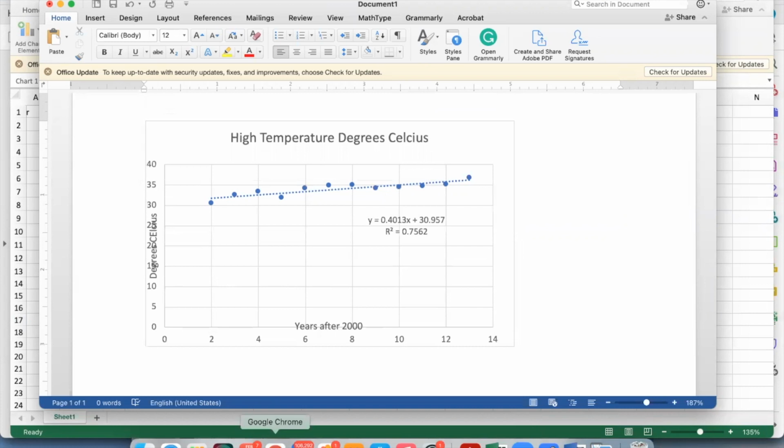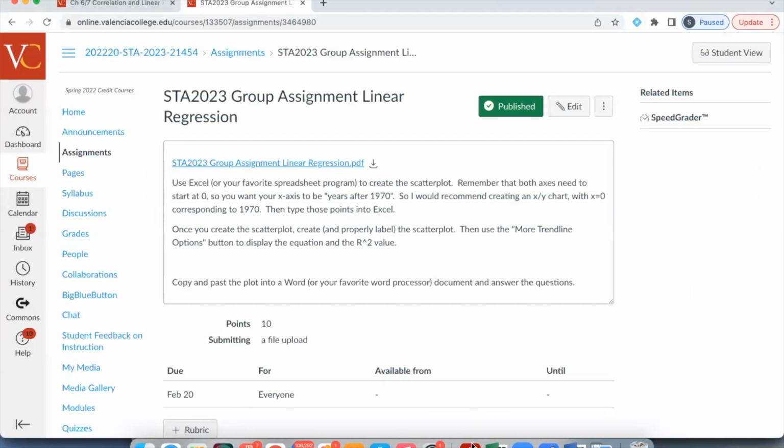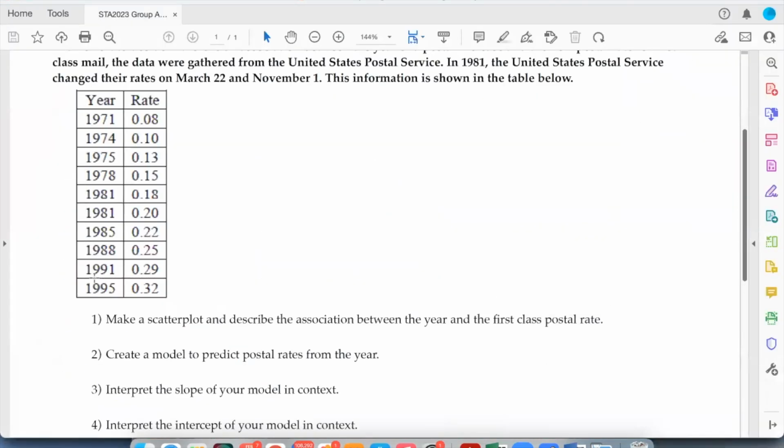But I want you to be careful here. Look at these years. These aren't going to do me any good. If you're typing 1971 into Excel, the whole thing's going to be wrong. Start your clock at 1970. So X equals 0 should be 1970. So then this would be X equals 1, 4, 5, and so forth. Those will be the numbers you'll have here.